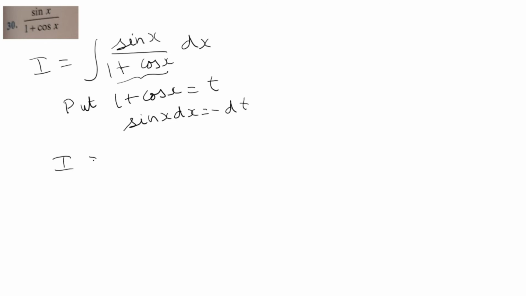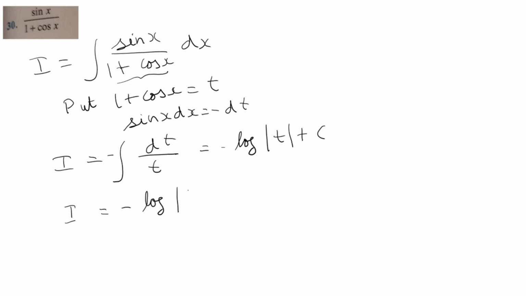So I becomes minus integral dt by t. That is equal to minus log mod t plus c. Let us substitute t as 1 plus cos x. So this is equal to minus log mod 1 plus cos x plus c.